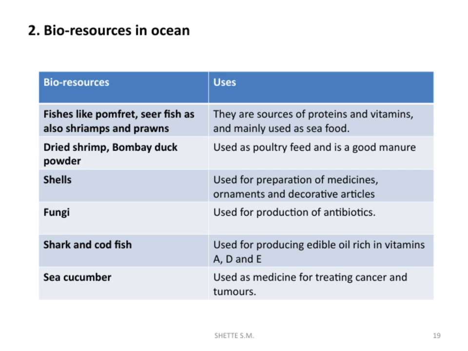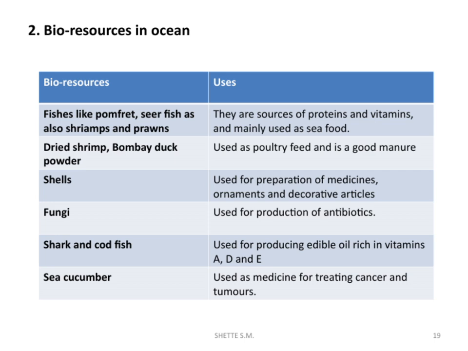Moving on, dried shrimp and Bombay duck powder are also significant. They are commonly used as poultry feed, providing essential nutrients for birds, and they also serve as excellent manure, helping in agriculture by enriching the soil. Next, shells. These are quite versatile. They are used in the preparation of medicines, which can have various health benefits, as well as in making ornaments and decorative articles, contributing to both health and aesthetics.